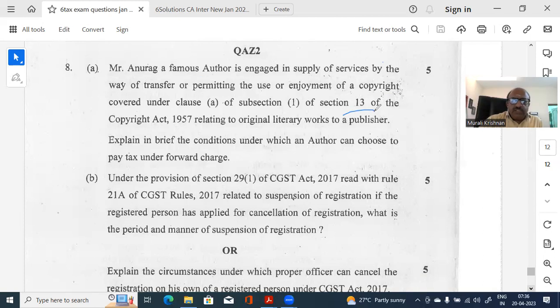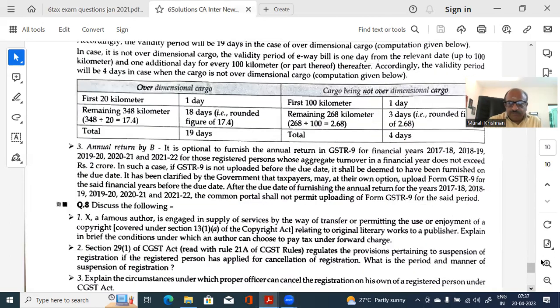The publisher is supposed to do the reverse charge basis because they are going to pay the money. They are getting the service. But in this case, they are asking, can he go for forward charge? The answer is yes, but there are certain conditions in which it has to be done. So let us look at the solution.